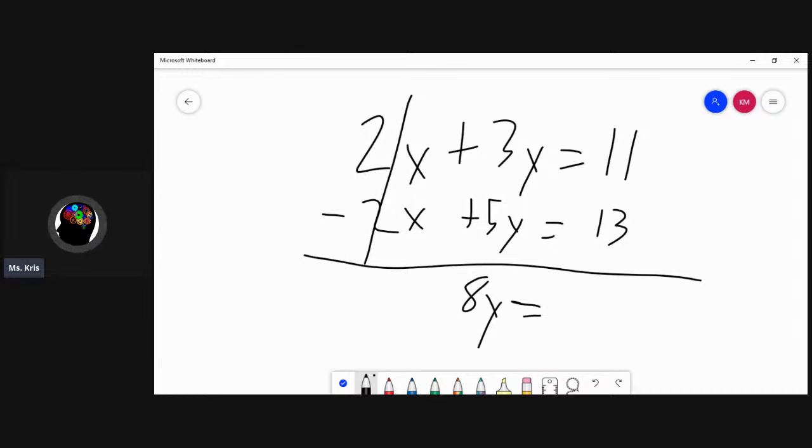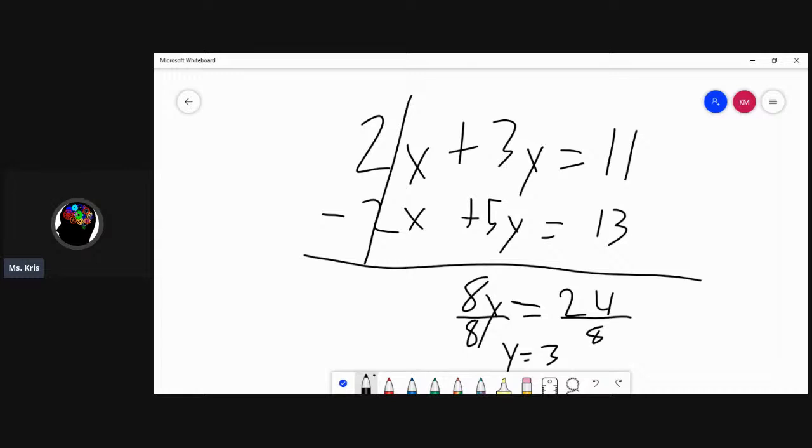And that equals, well, I have a positive 11 and a positive 13. I am going to add these together to get 24. Now I have 8y and 24 by itself. I can therefore now solve for y by dividing by 8 on both sides. And of course, y equals 3.